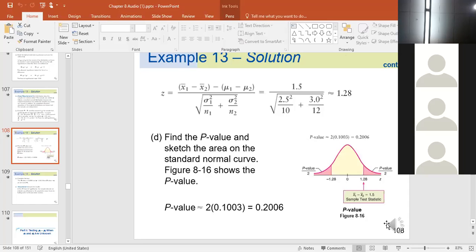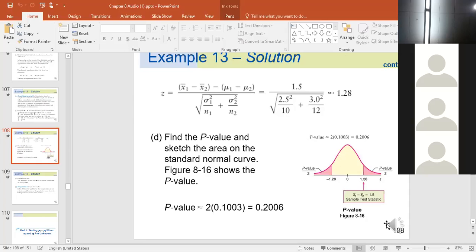Can we say there is a difference between the stoves? We do not reject H0, right? So there is no difference. So our conclusion, at alpha equal to 0.01, is that there is not enough evidence to conclude that there is a difference between the two stoves. No need to change stove.